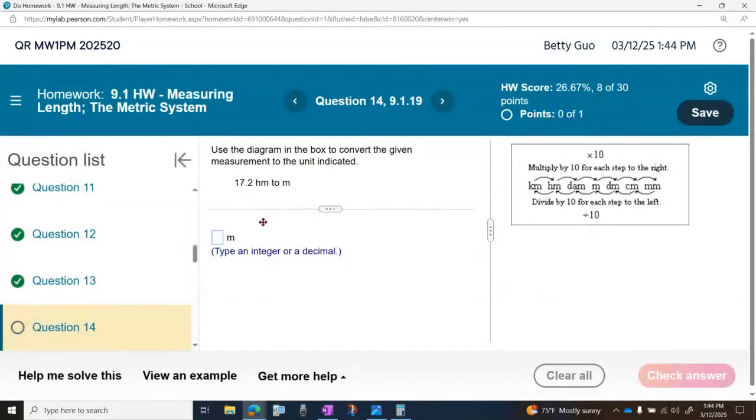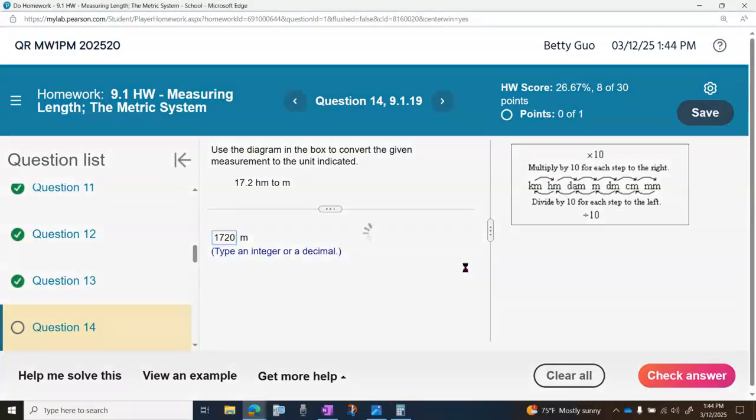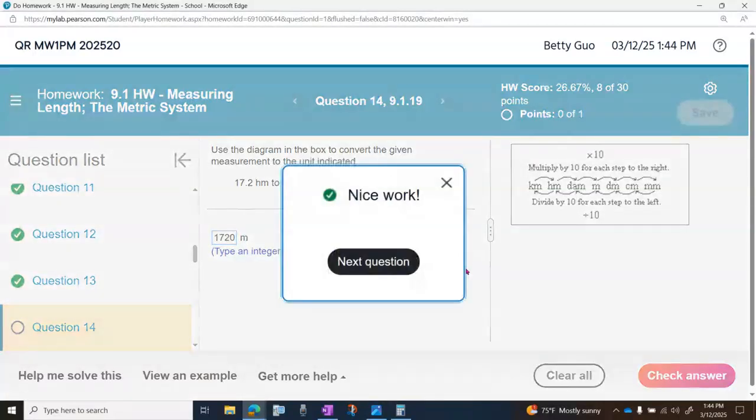Okay, this one is from HM to M. H here is Henry, right? Yeah, King Henry. From HM to M is to the right twice. So move the decimal point to the right twice. 1720. Done. Isn't that fast?